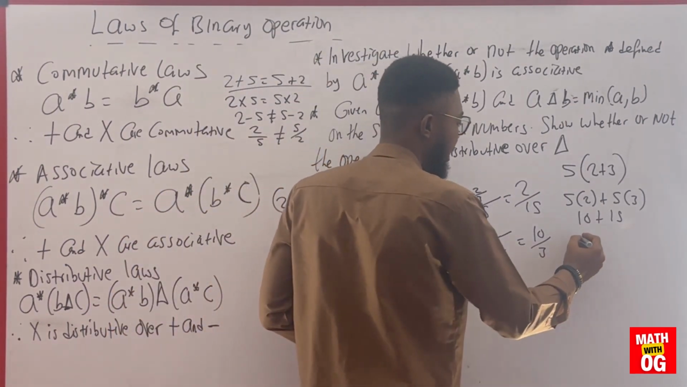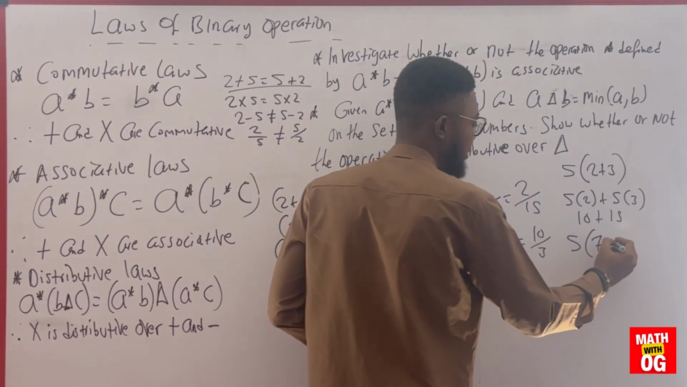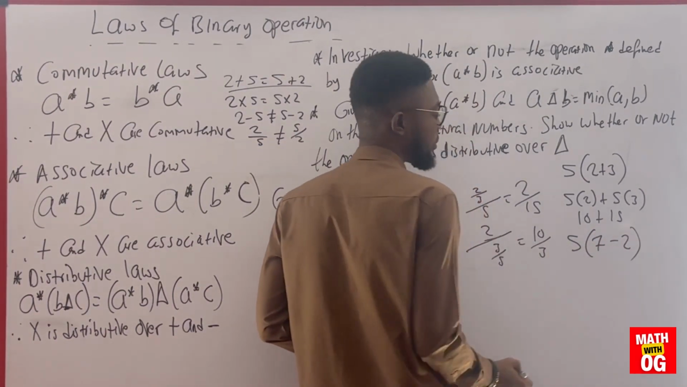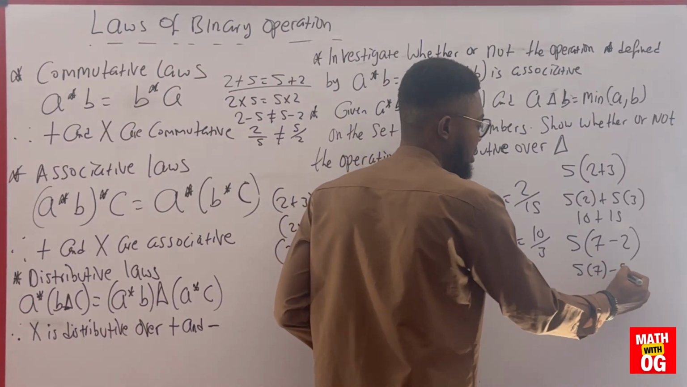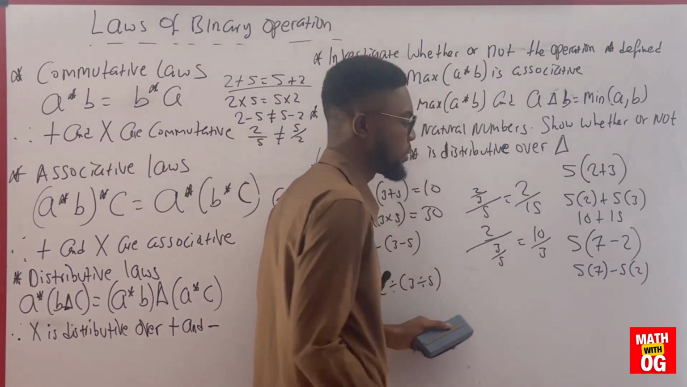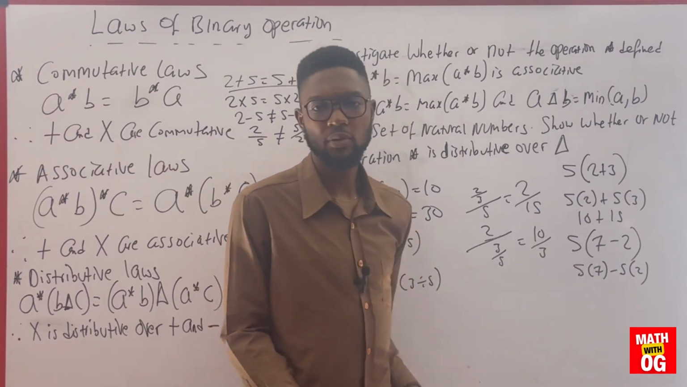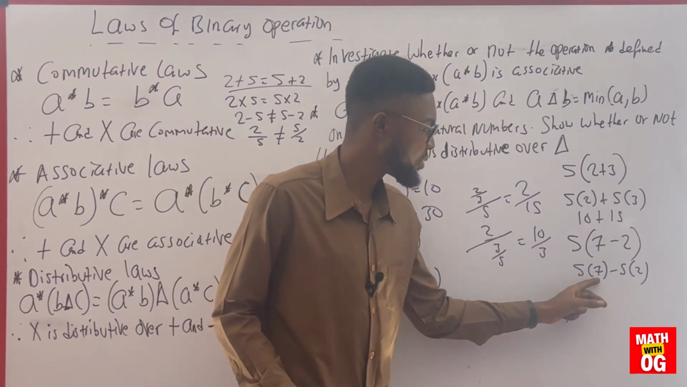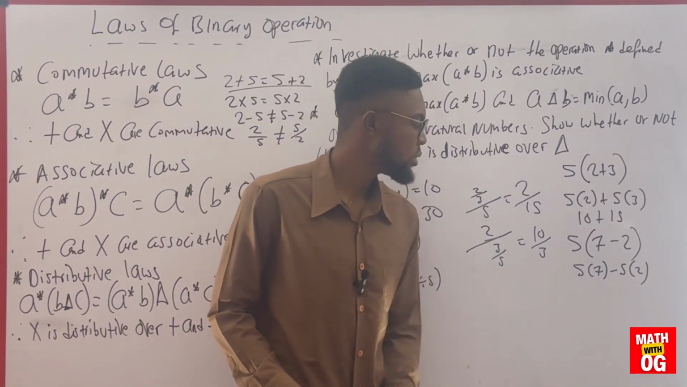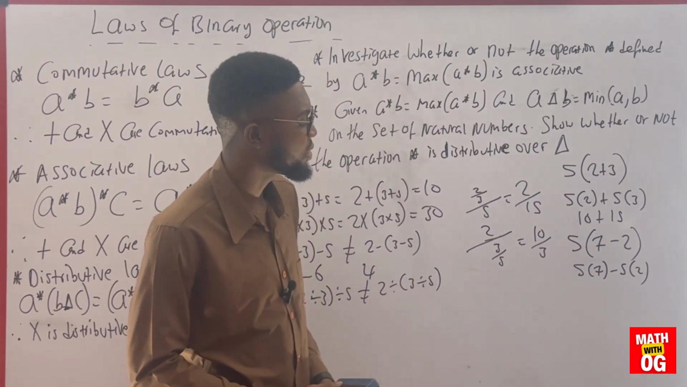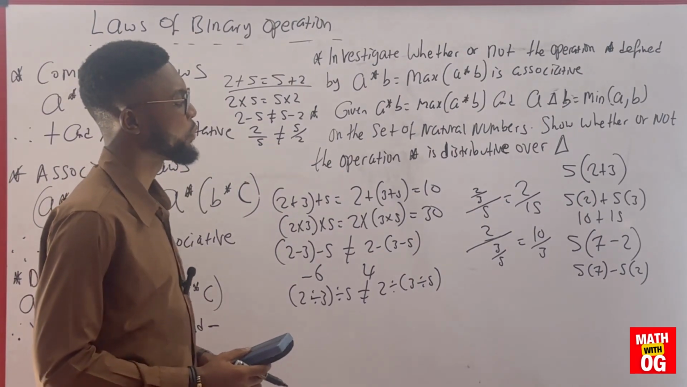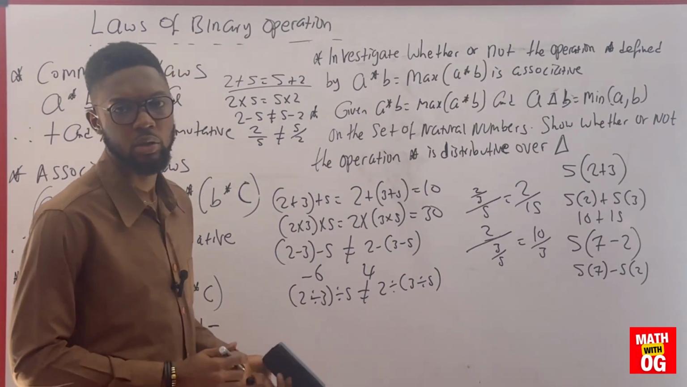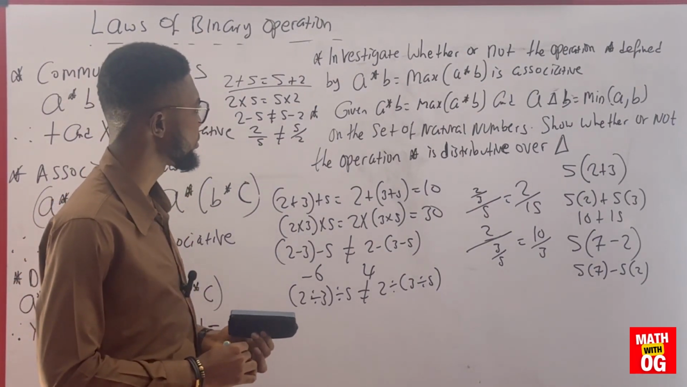You can also have 5 into, let's say, (7 minus 2). So this should be the same thing as 5 multiplied by 7 minus 5 multiplied by 2. 7 minus 2 is 5. 5 times 5 is 25. 5 times 7 is 35. 5 times 2 is 10. 35 minus 10 is 25. So you can see that multiplication is distributive over addition and subtraction.